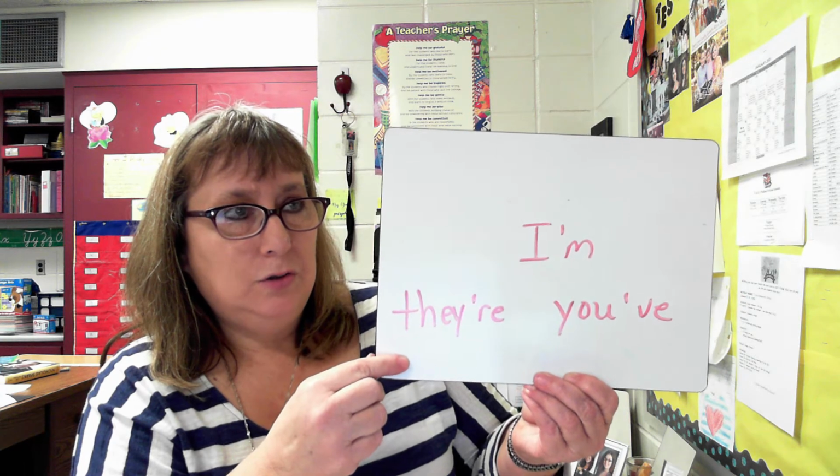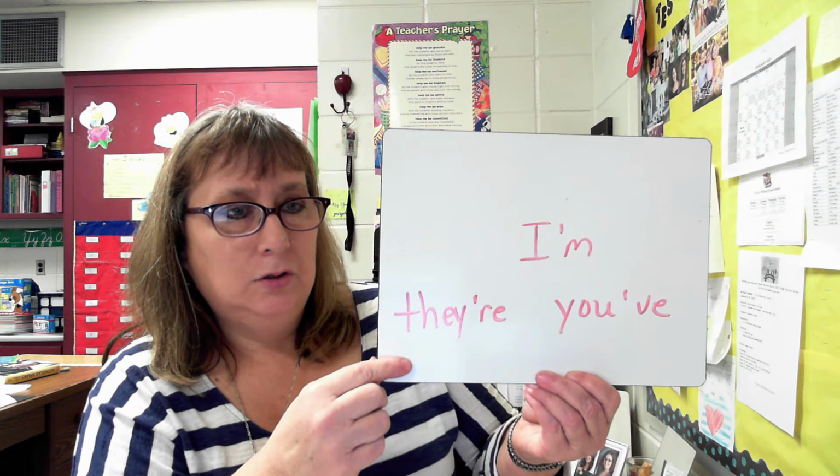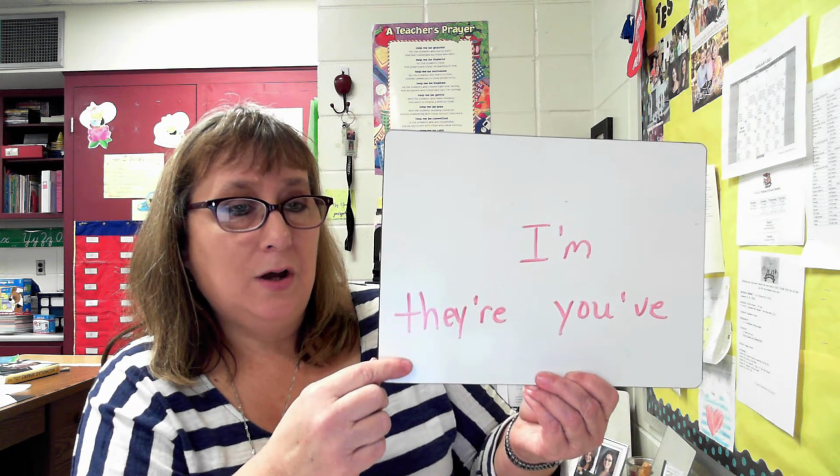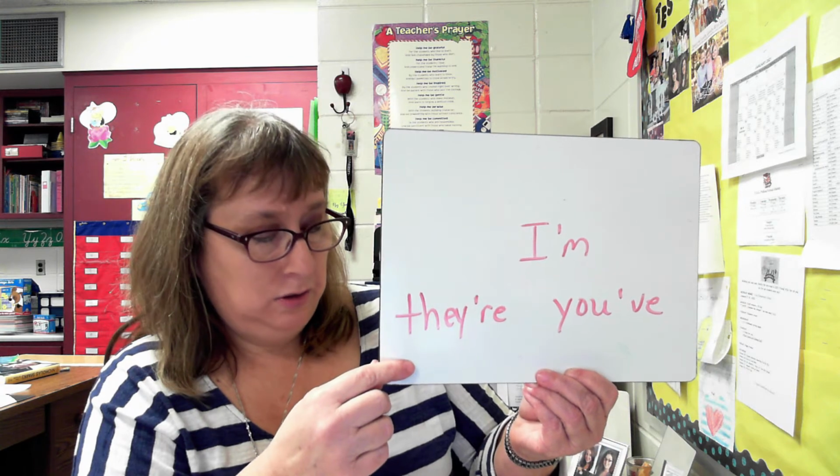You've. What two words do you think you've is? You have. So the apostrophe takes the place of two letters here, which would be the H and the A. Good job.